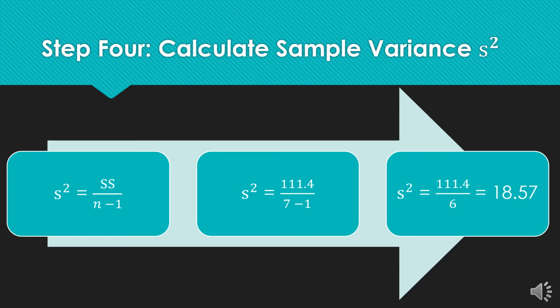In this data set, our sample size is the number of days Jimmy kept track of how many times he farted. Since he kept track for an entire week, we have a sample size of 7. After we subtract 1 from our sample size of 7, we will end up with a denominator of 6. Thus, our variance is 111.4 divided by 6, which equals 18.57.